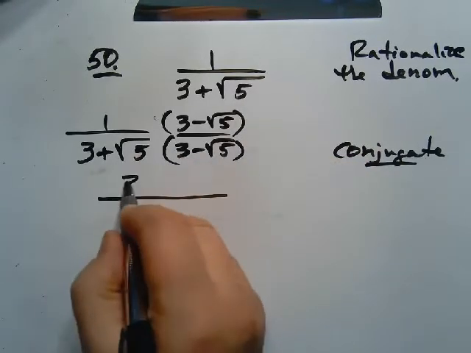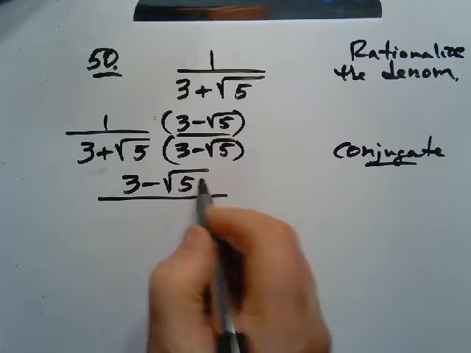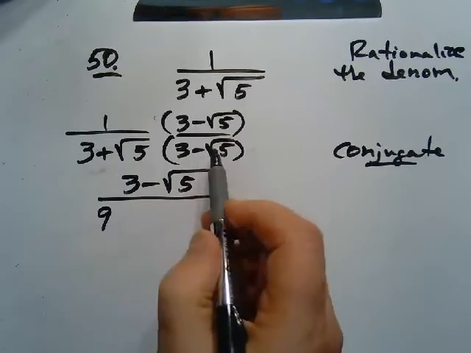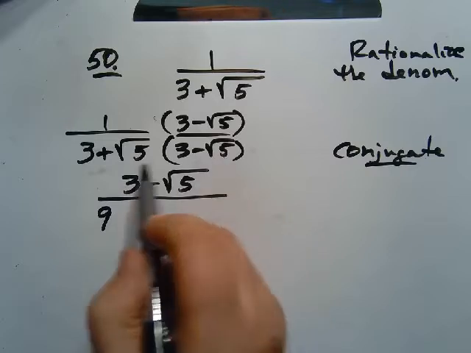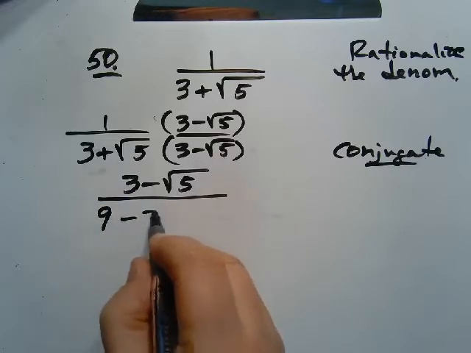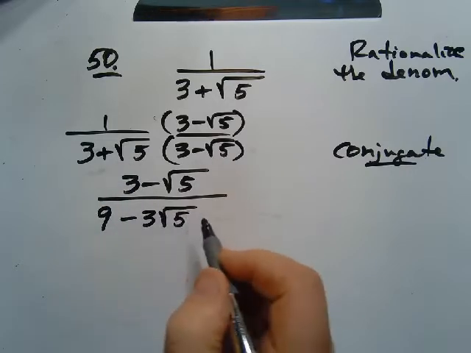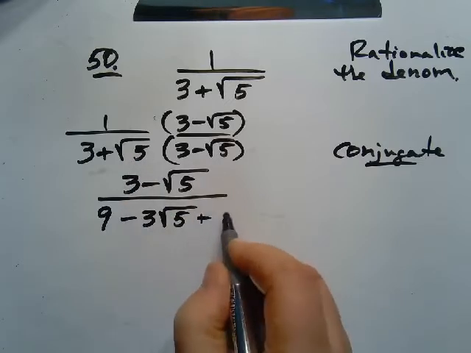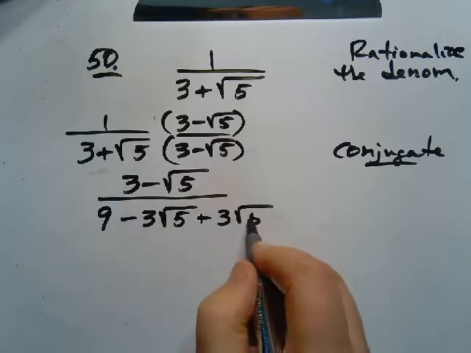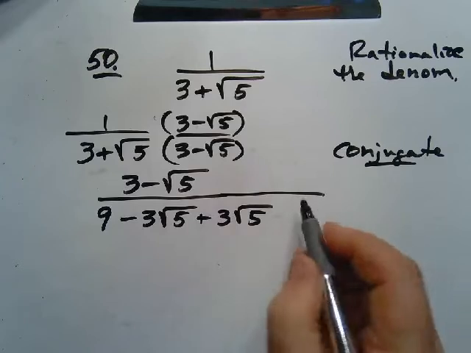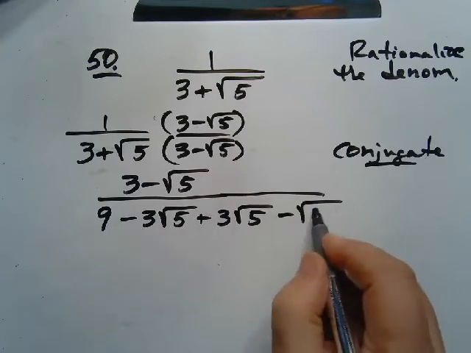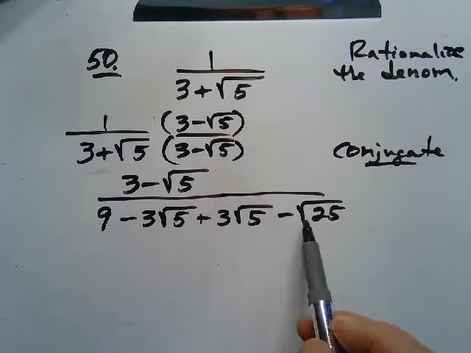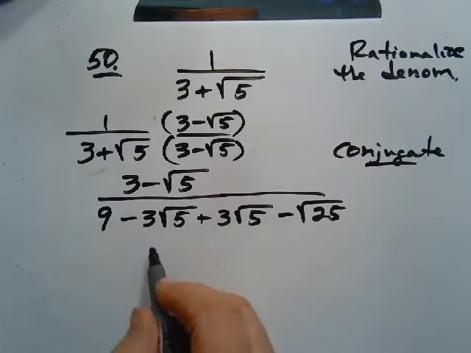On the top, nothing happens up there. But on the bottom, I'm going to FOIL this. 3 times 3 is 9. Outside, 3 times a negative root 5 or negative 3 root 5. And then the inside terms would be a positive 3 root 5. And then the last term would be negative root 25. Negative times positive is negative root 25.